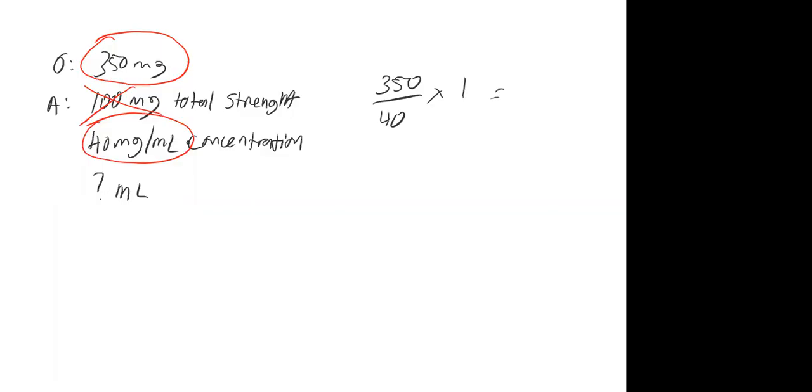Okay, so 350 divided by 40 will give me 8.75 milliliters. But that's not the answer, right? We know that the answer would get rounded to the nearest tenth, so your actual answer would be 8.8 milliliters.